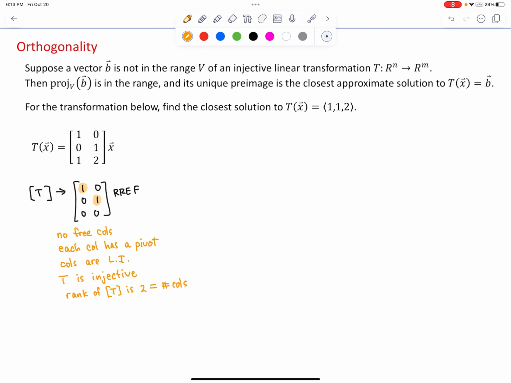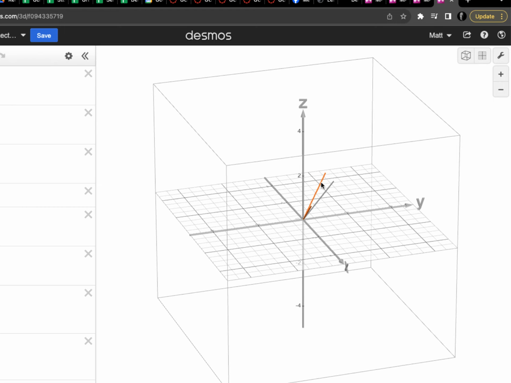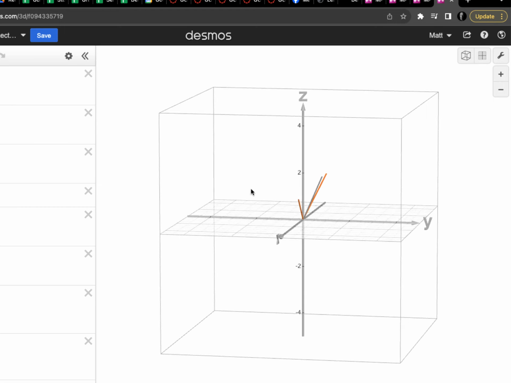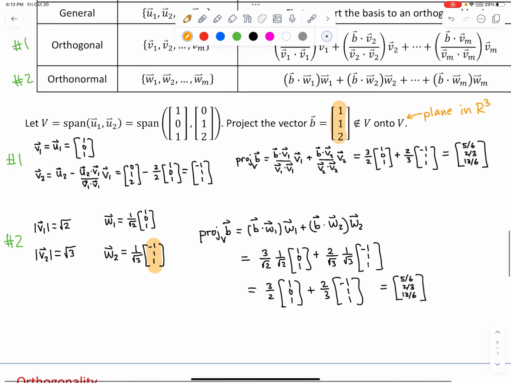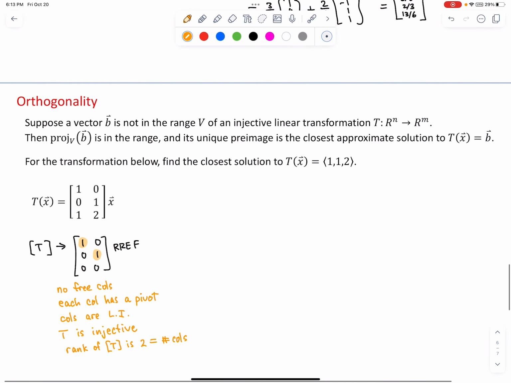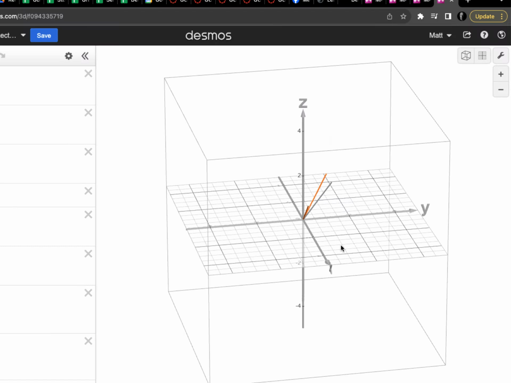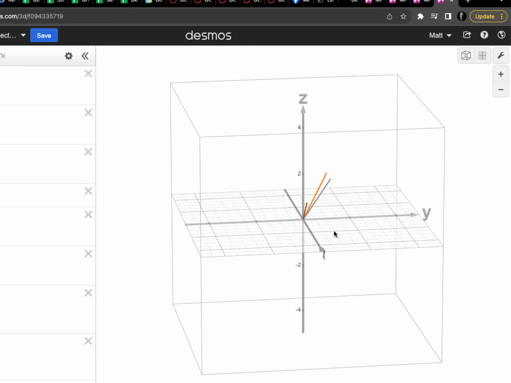So the range is the column space. It's the span of the two columns in our standard matrix. Graphically, those two columns are graphed as vectors. They're the two orange vectors. These are the same vectors we worked with on the previous slide. And the vector b on this previous slide is the vector that we're after in our range here. So this is vector b, and the columns of this matrix are vectors u1 and u2, all from the previous slide. So I'm using the same imagery that we had before.